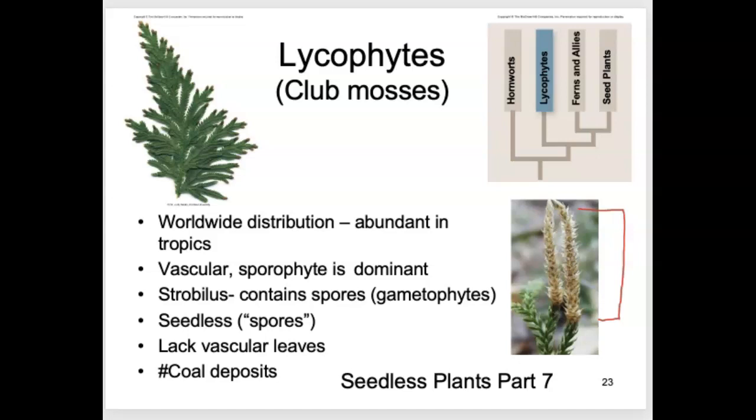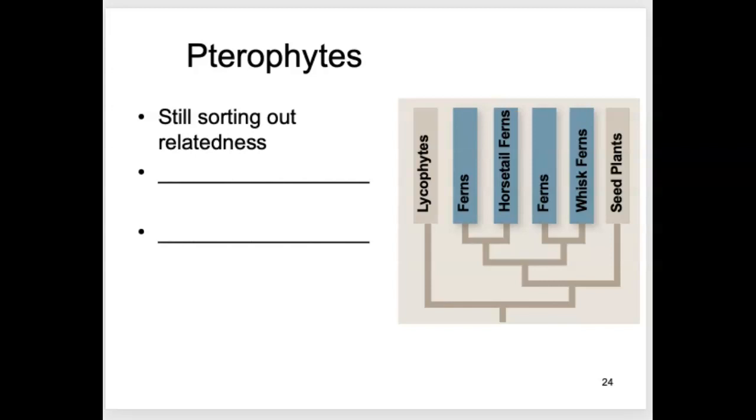Okay, so we're going to continue talking about the seedless vascular plants. Plants that have a vascular system but still do not produce seeds. They produce spores. So we talked about the lycophytes, or the club mosses, in the last one. Let's take a look at this big group we call the pterophytes.